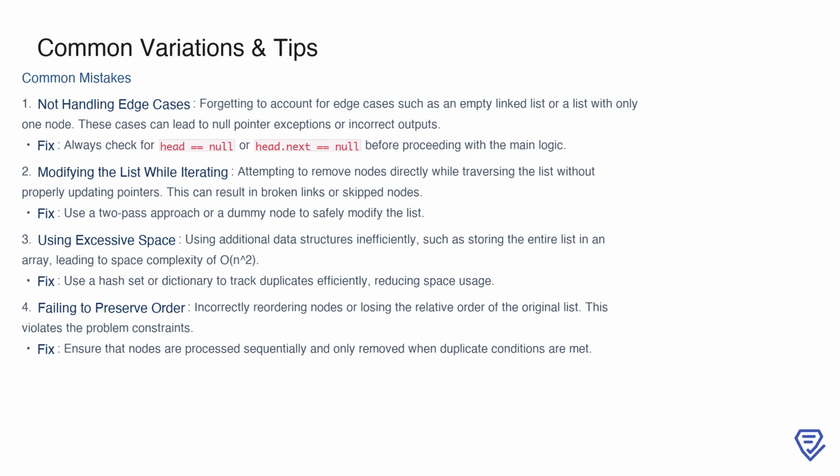Finally, it's important to preserve the original order of the list. Mismanaging this can lead to reordered nodes or outputs that don't meet the problem constraints. To ensure this, process nodes sequentially and only remove duplicates while maintaining their relative positions.